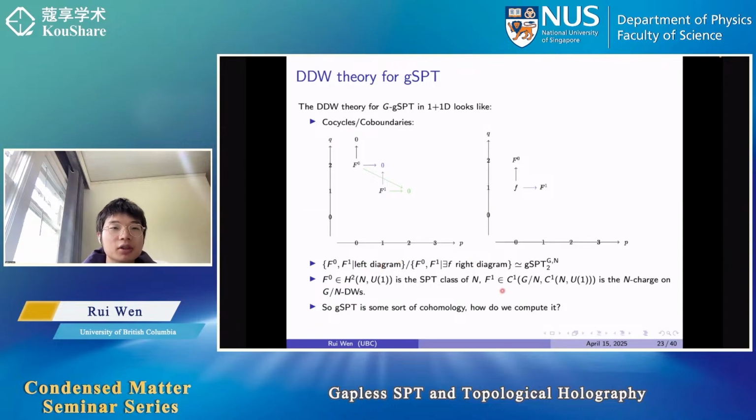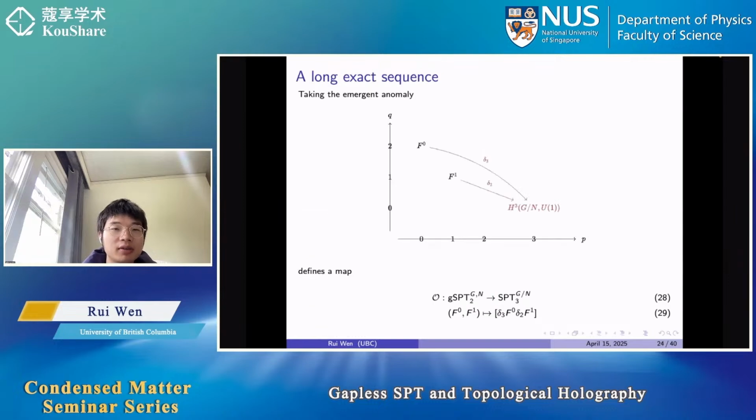So how do we compute this? To compute this, I prove a non-exact sequence. The first thing we can do is take the emergent anomaly, right? Start with these two terms, we compute its contribution here. This is no longer 0, we remove this condition. So we just get something in the H3 of G over n. So this defines a map from the classification of gapless SPT to SPT of G over n in three dimensions, which is the same as anomaly in 2 dimensions, right? And more explicitly, F0, F1 goes to this expression and we take the cohomology class.